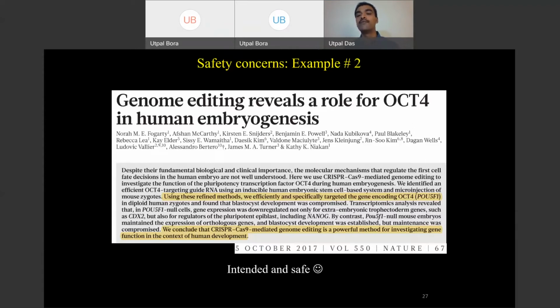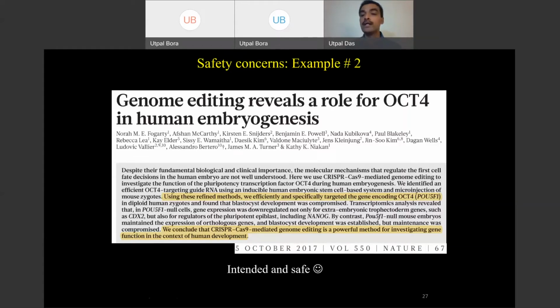Then they did further transcriptomic analysis to look at different genes that were overexpressed or underexpressed following OCT4 knockdown. And they have a list of such genes. We are not bothered about what they observed. But what they mentioned is that this kind of specific or safe knockdown of genes could be employed. And they did whatever was possible in 2017 to look at different off-target effects. And they concluded that CRISPR-Cas9 mediated genome editing is a powerful method for investigating gene function in the context of human development. Fantastic work, right?